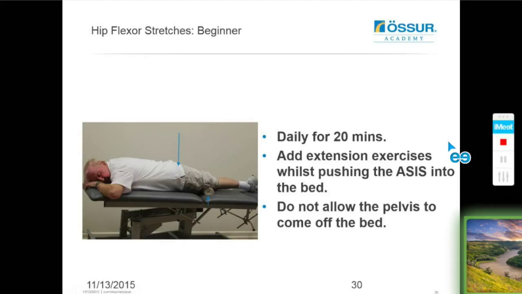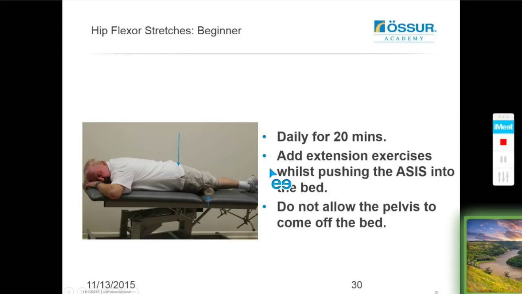Our hip flexor stretches should begin as soon as possible after amputation, and it's going to mean lying prone on the bed for the amputee with some sort of block underneath their stump, and their hip in an extended position, their pelvis flat down on the bed, ASIS pushing down onto the bed. They need to maintain this for 20 minutes every day, especially in the case of the early amputee.